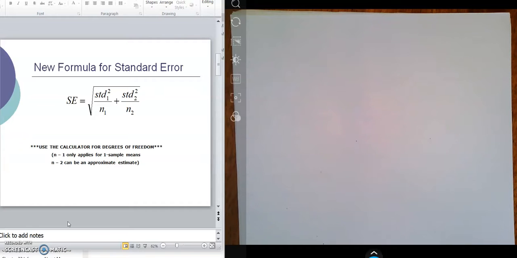So we still have a new formula for standard error. You're going to make sure you write that down. Before, when we were doing degrees of freedom, you did n minus 1. Now the calculator is going to give you your degrees of freedom when you're comparing two of them. If for whatever reason you're not able to do that, n minus 2 is a pretty close estimate.